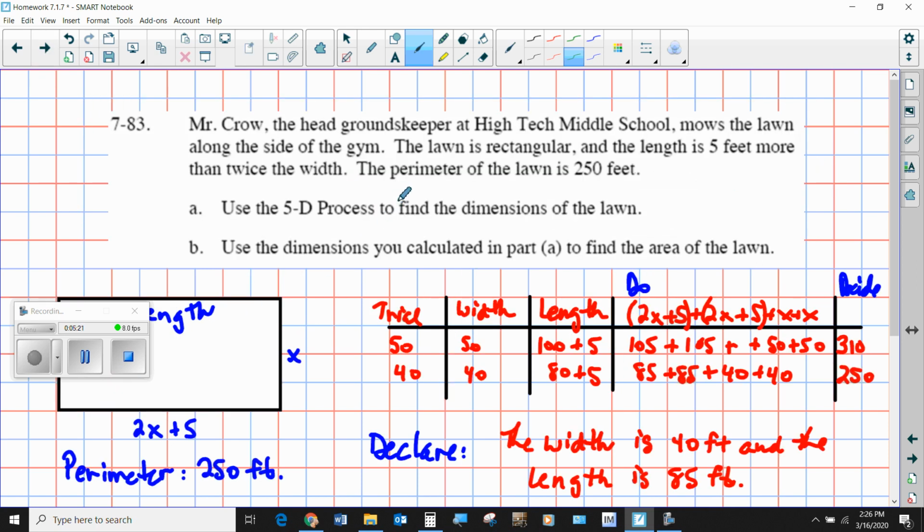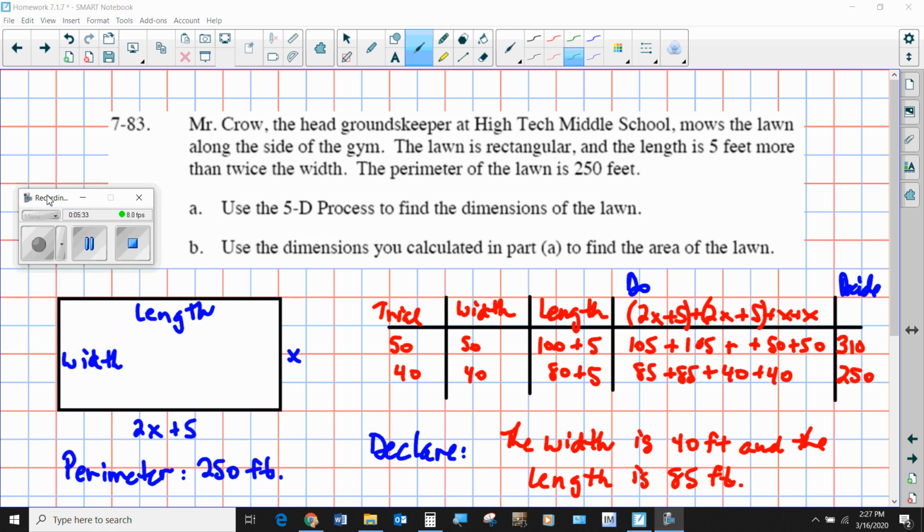Here we have a 5D process type of problem. Mr. Crow, the head groundskeeper at High Tech Middle School, mows the lawn along the side of the gym. The lawn is rectangular and the length is 5 feet more than twice the width. So I'm going to, of course, draw a picture of a rectangle that represents the lawn. And then I'm going to define my length and my width.